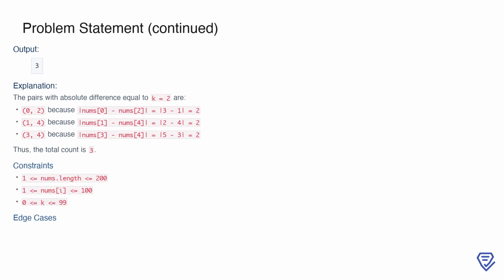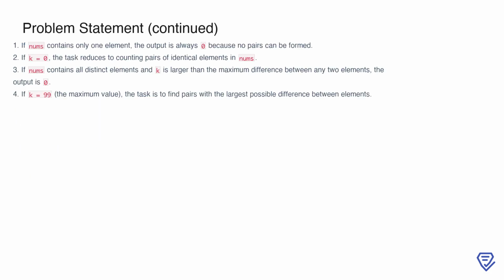With this understanding, let's discuss some important constraints and edge cases to consider when solving this problem. There are a few edge cases to keep in mind. If the array nums has only one element, the output is always 0 since no pairs can be formed. If k is 0, the problem reduces to counting pairs of identical elements in the array. On the other hand, if all elements in nums are distinct and k is greater than the maximum difference between any two elements, the output will also be 0. Finally, when k equals 99, the largest possible value, the task becomes finding pairs with the maximum difference between elements in the array. These scenarios help clarify the behavior of the solution under various conditions.